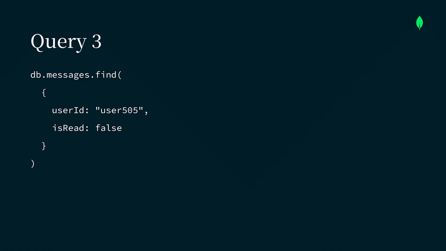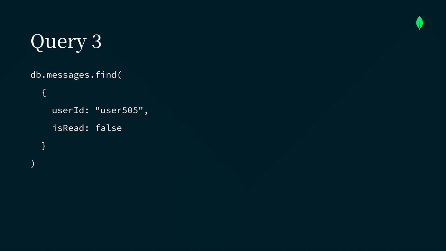Let's take a look at how this applies to the fields that we need to index for the third query. User ID is an example of high cardinality because each user has a unique ID. isRead, on the other hand, is low cardinality because it is a Boolean and only has two possible values, true or false. In this case, using isRead as the first field will make our index much smaller because it is a low cardinality field.